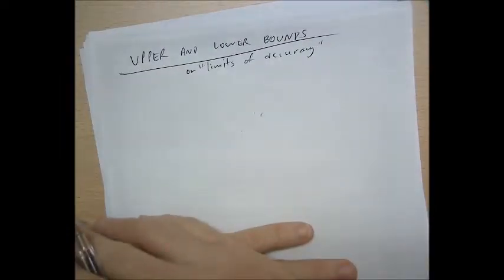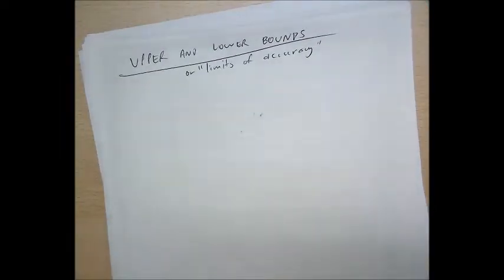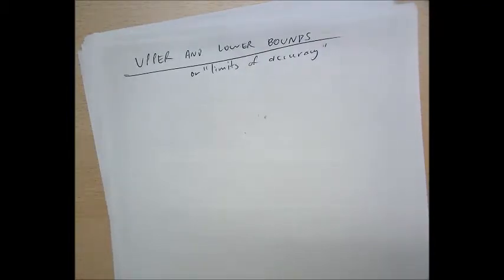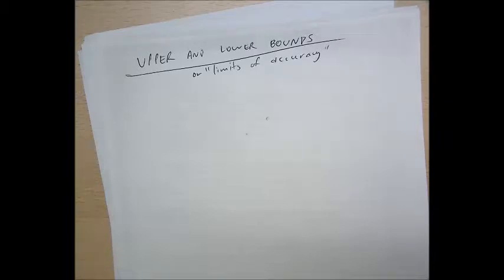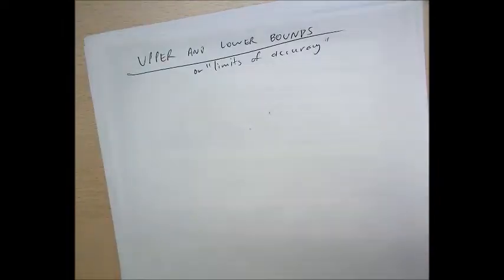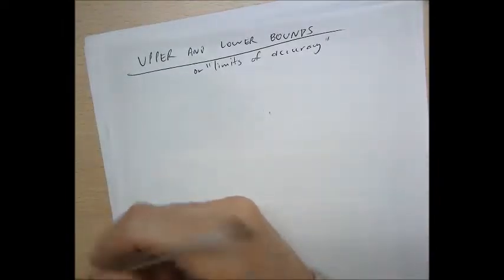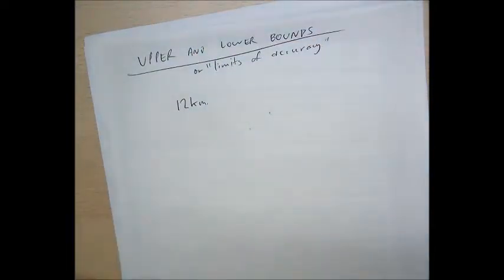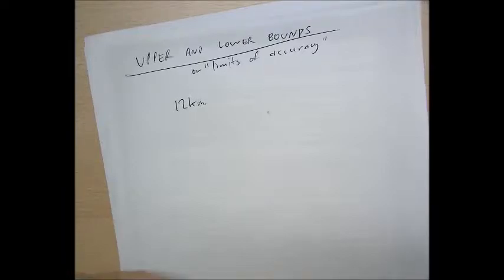Upper and lower bounds, or limits of accuracy, is a funny little topic, but I shouldn't say it's funny because it's actually quite a realistic reflection of the way the world is. It basically starts out from the point of view that everything you're given is rounded. So if I tell you that I measured the distance from here to Henley and I got 12 kilometres, you don't really know whether I got 12 kilometres because I might have got 11.7 and rounded up. You just don't know.